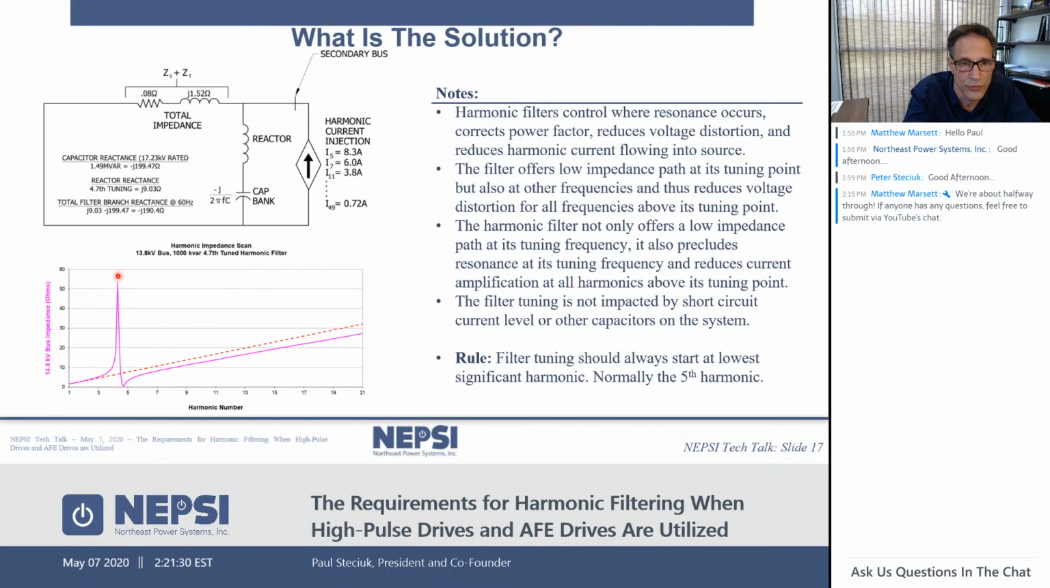You will note that there's a resonance below the tuning point. This always exists in every harmonic filter, whether it's a detuned cap bank, a detuned filter bank, or any type of filter. There's a resonance that exists below the tuning point. This needs to be addressed. It is why harmonic filters are tuned to a low frequency, typically the 5th or below: theoretically there should be no harmonic currents at a frequency lower than the 5th harmonic.